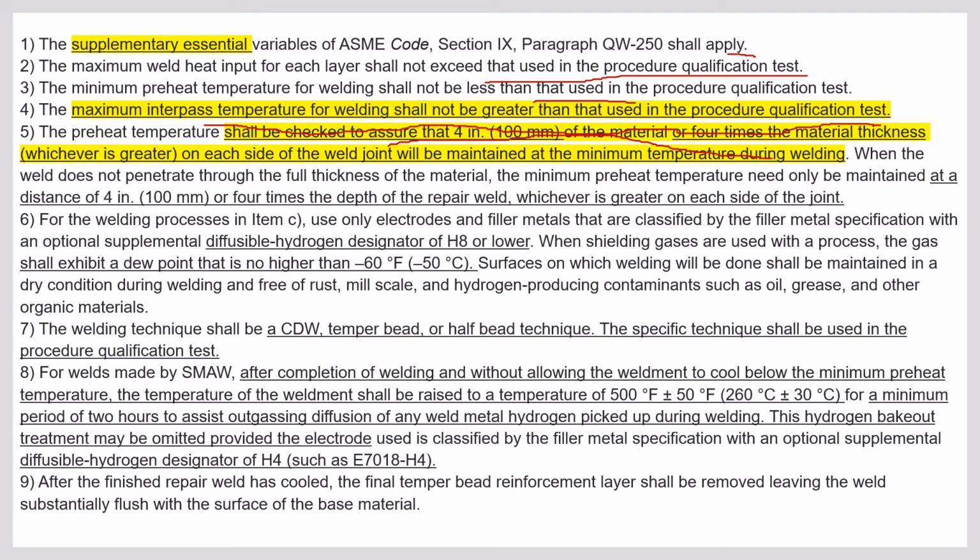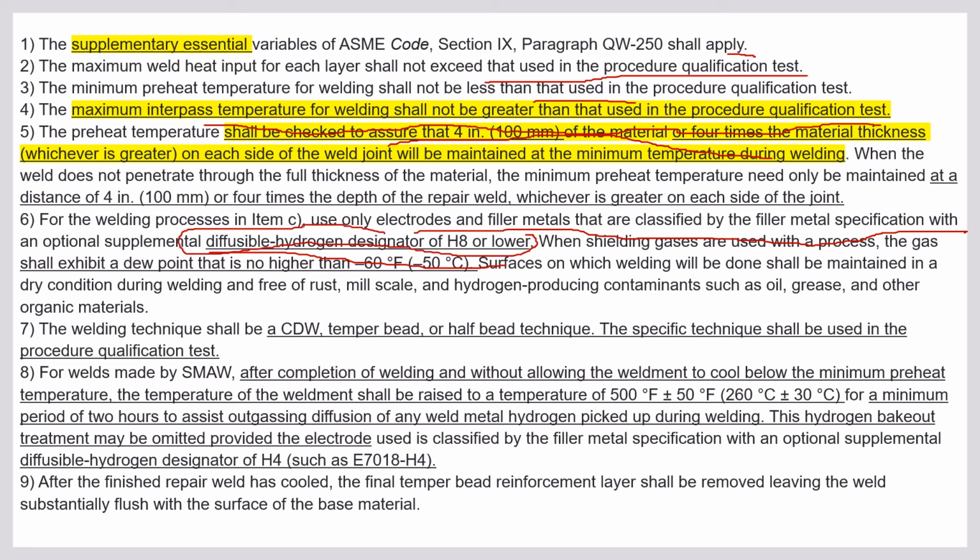For the welding process items, use only electrode and filler metal that are classified by the filler metal specification with an optional supplemental diffusible hydrogen designator. This low hydrogen electrode should be used, and what type of electrode is used here is mentioned, and it is a closed book exam. 100% you will find this question.